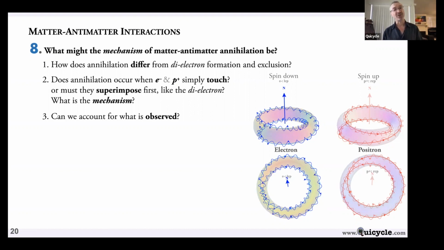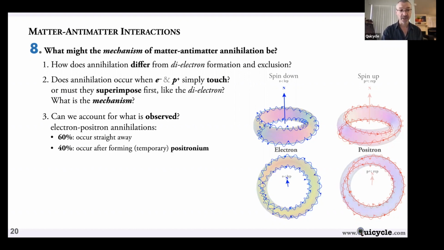Also, can it account for what is observed? What's observed is that most of the time the electron and positron will not necessarily interact, but when they do, 60% of those interactions will annihilate immediately. But 40% will annihilate only after they've formed a temporary resonance structure called the positronium.